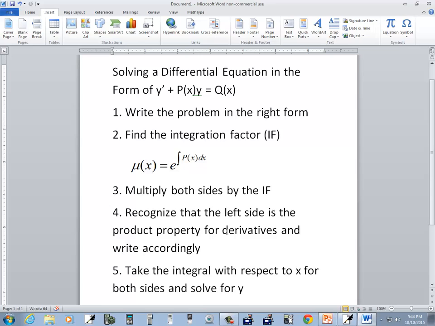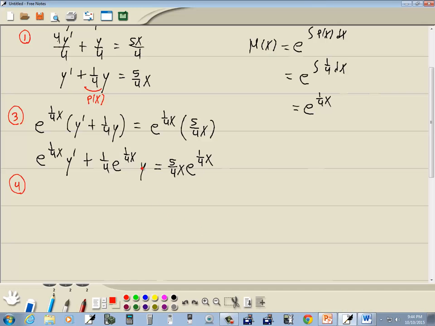Recognize that the left side is the product property for derivatives and write accordingly. So this will be our P, and this will be our P prime. This will be our Q, oops, and then this will be our Q prime. And if you look at it, derivative of this does give you this. So that checks. So we can rewrite this as a derivative of P, which is y, times Q, which is e to the 1/4 x. And this is 5/4 x e to the 1/4 x.